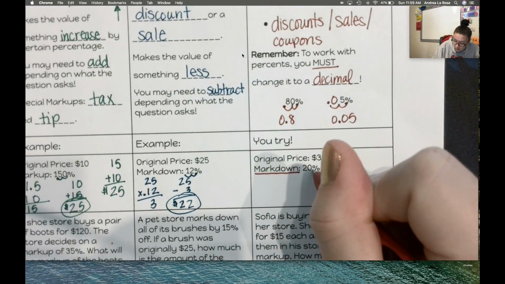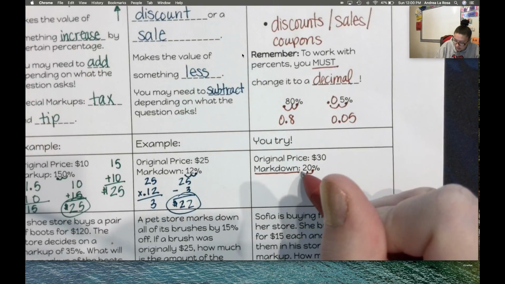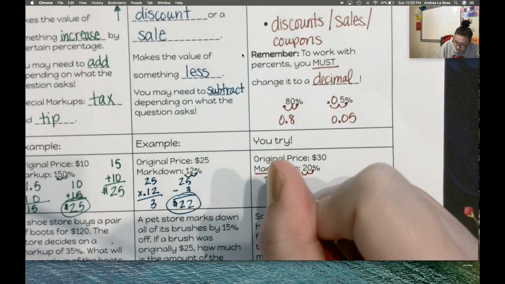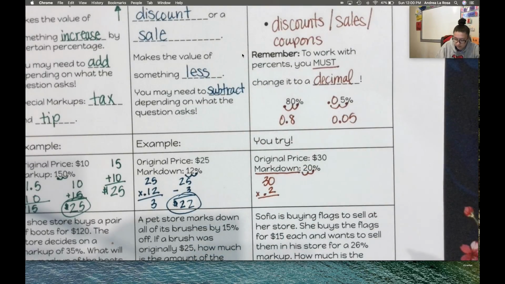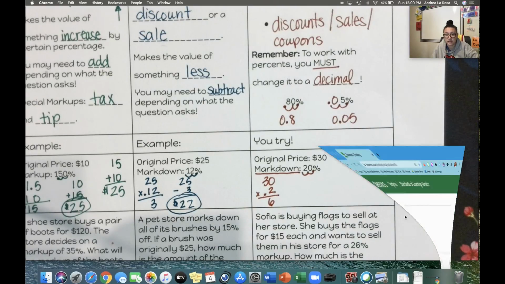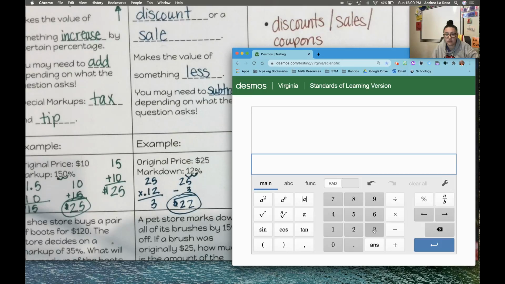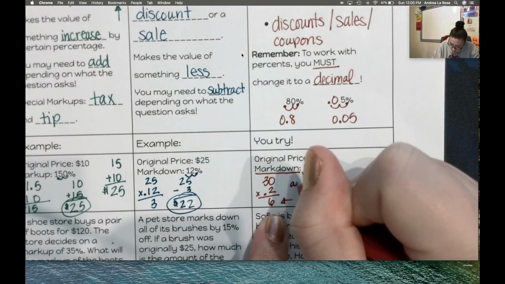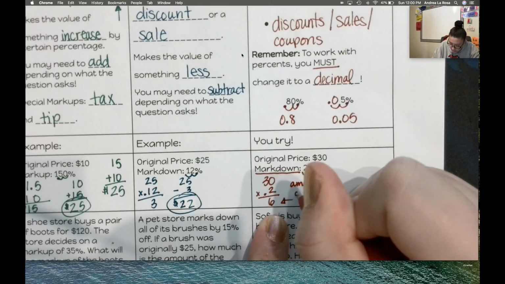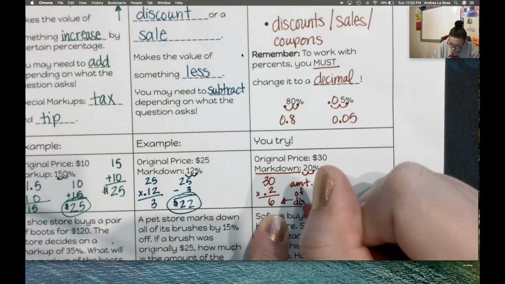Okay. We should move that decimal point to the left. I take my $30 times 0.2, and I should get $6. If you don't believe me, let's type this in the calculator. 30 times 0.2 is $6. So that's the amount of the discount.